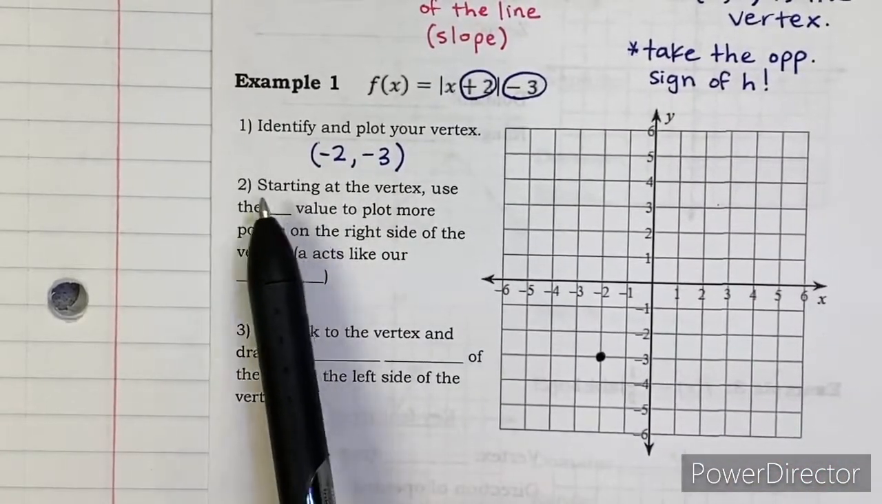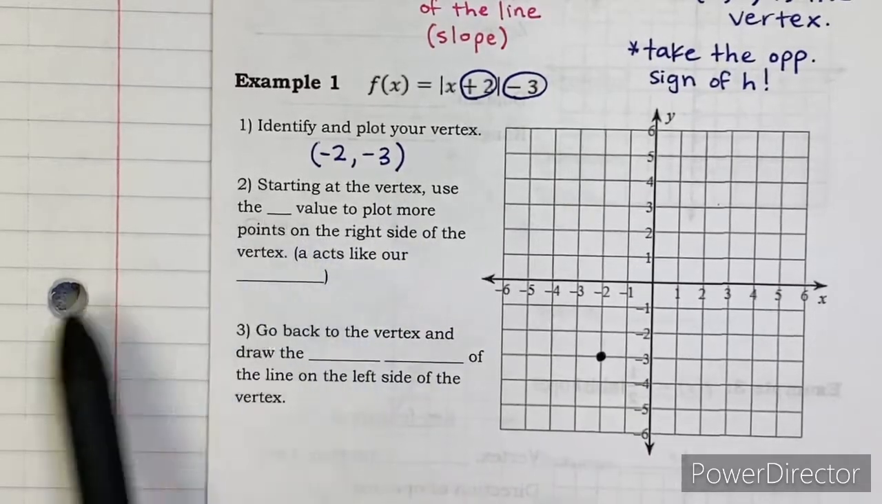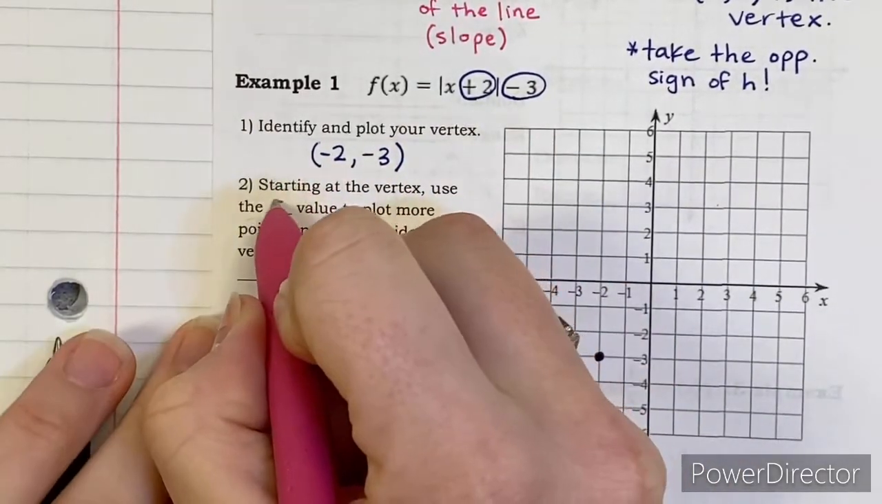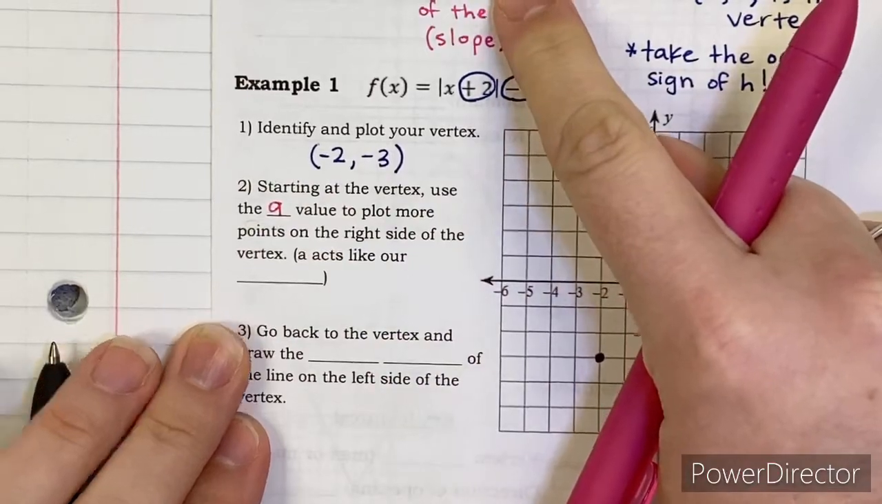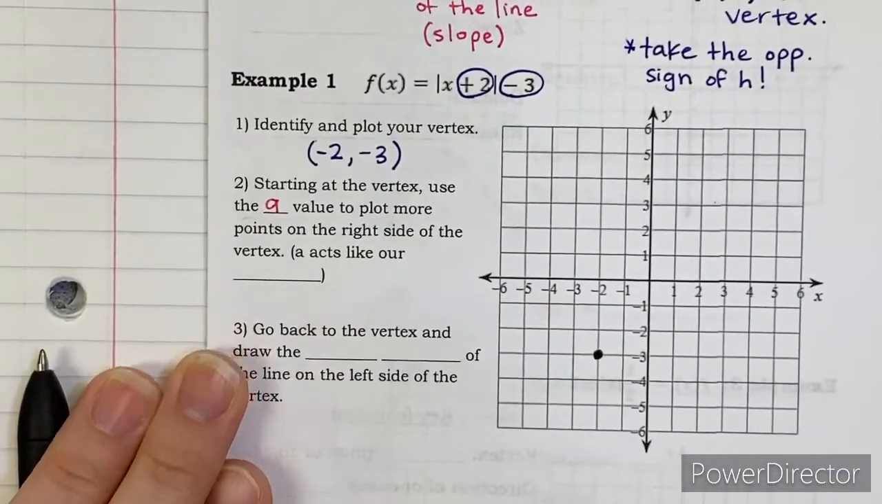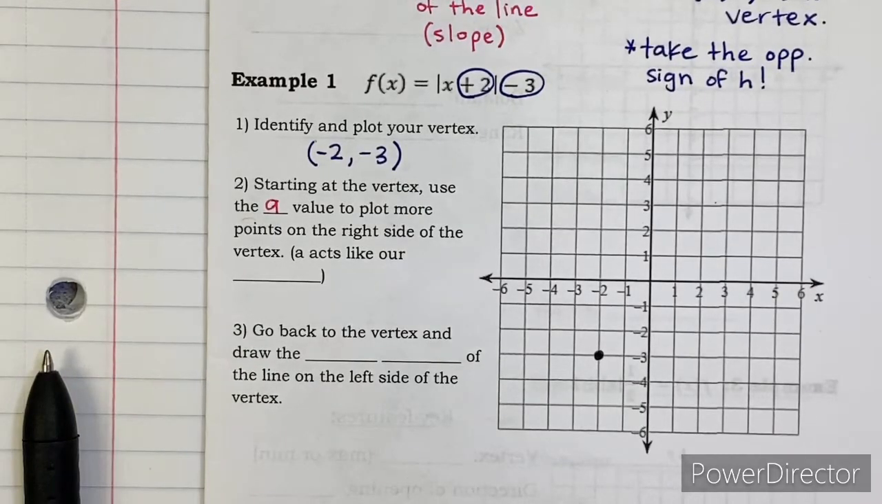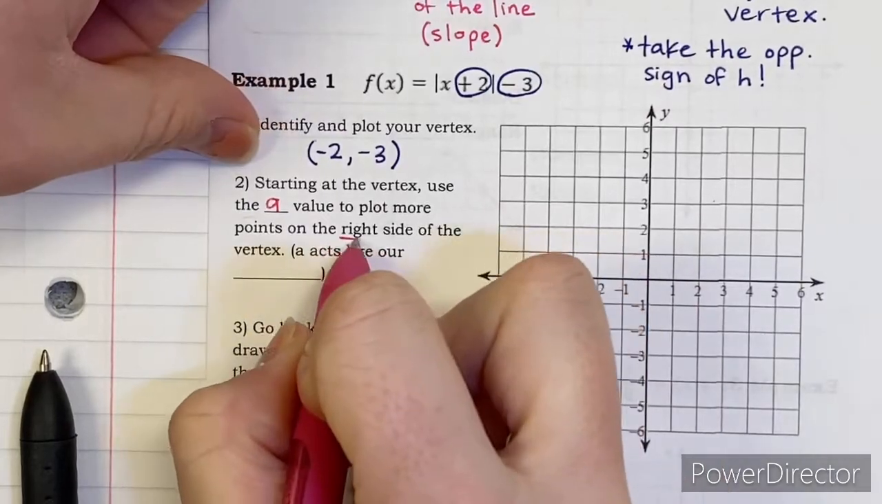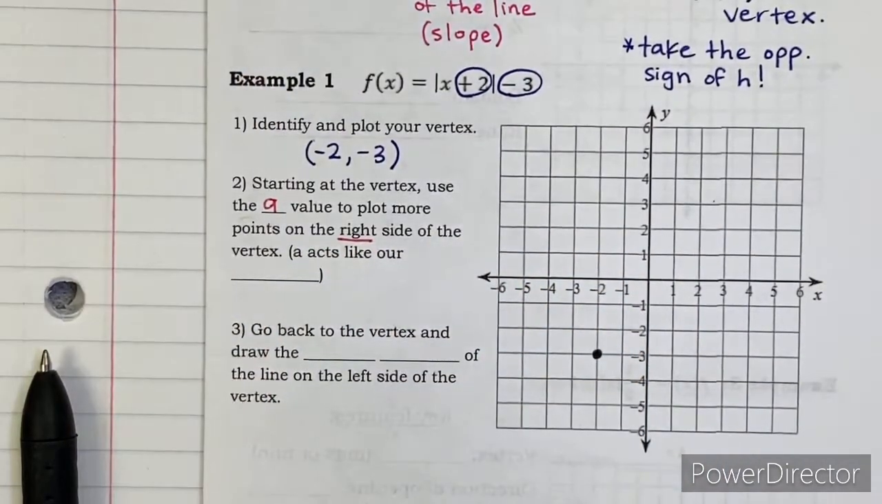Okay, step 2. Starting at the vertex, use the A value. That was the number in front of our absolute value. Use the A value to plot more points on the right side of our vertex. So I want you to underline the right side. Super important that you do the right side first.